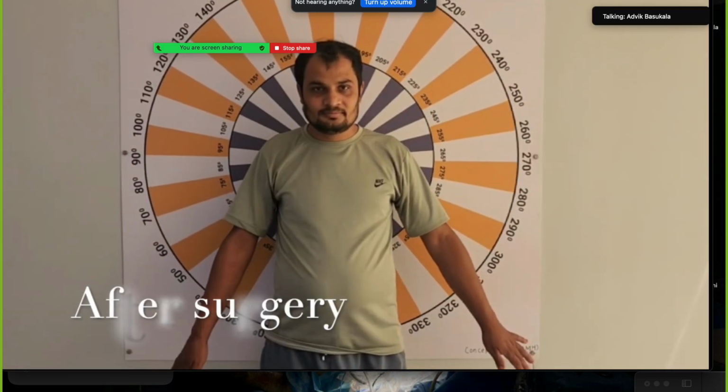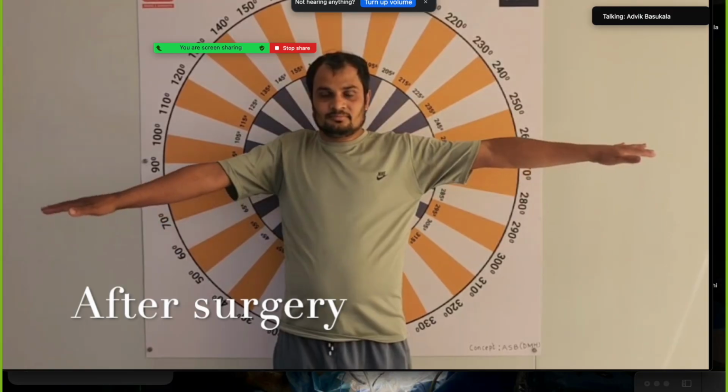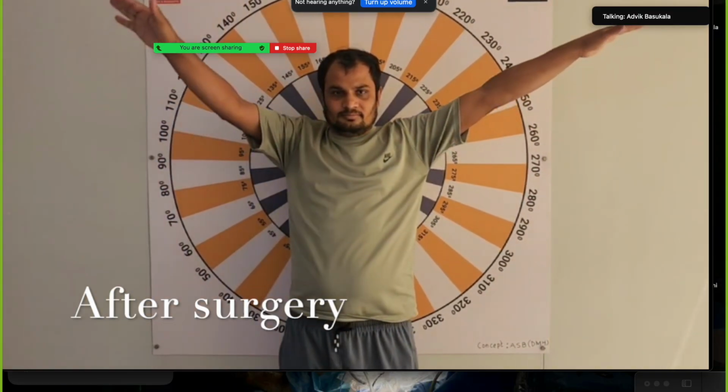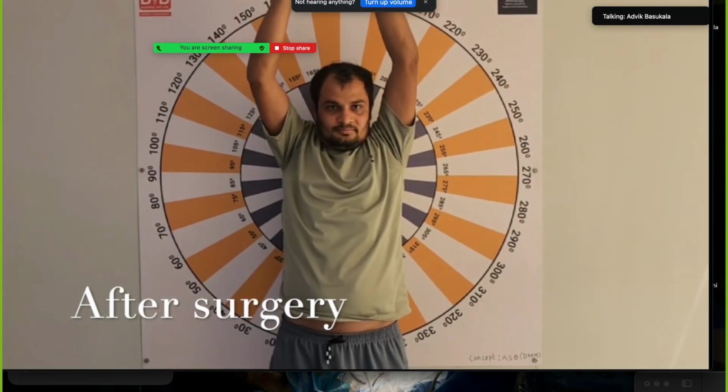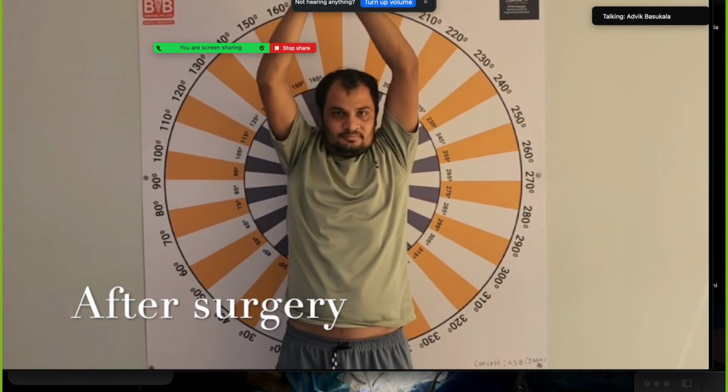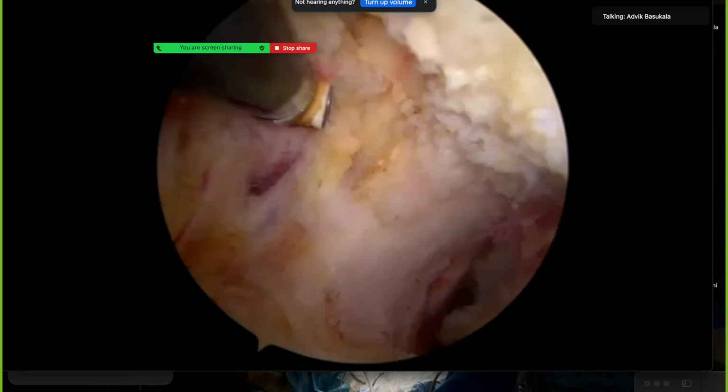This is after about a week of surgery. He came for follow-up, and he has almost attained 100% of movement, whole rotation. Pain has gone down, everything has gone down. So this is how it is.